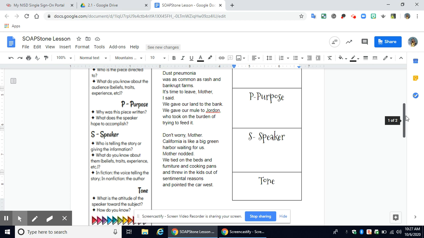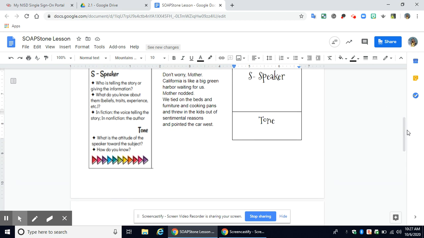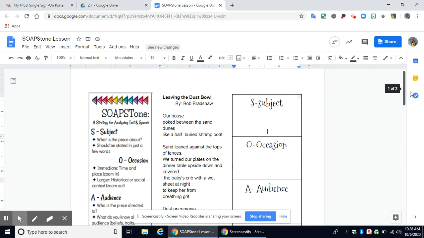And then the last part is just the tone, and it is just what is the attitude of the speaker towards the subject. And then just how do you know? So whenever you're evaluating the text, you'll specifically look at the word choices that the author is using, figurative language that the author uses, and if they're using more positive words, then maybe they really like the subject or they agree with it. Whereas maybe they're using negative words or details, similes, stuff like that, then maybe they don't like this subject or they disagree with the text. Okay. So again, that is the acronym SOAPSTone, and what each one stands for.